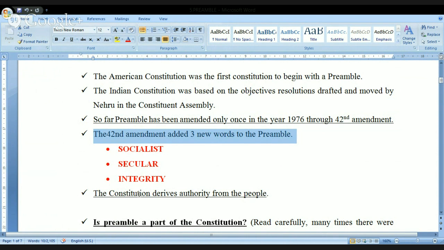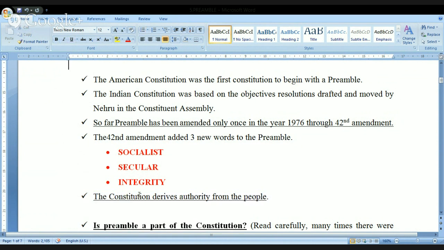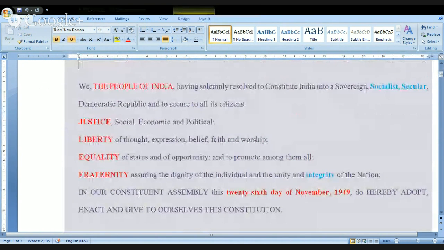Look at this. The Constitution derives the authority from the people. What do you mean by this authority from the people? I'm just going back to show you something that is present in the preamble. If you look at this, here what is that we have written? We, the people of India. We, the people of India, having solemnly resolved to constitute India into a, meaning the framers of the Indian Constitution have given the credit to the people of India, and the people are considered to be the largest source of the Indian Constitution.